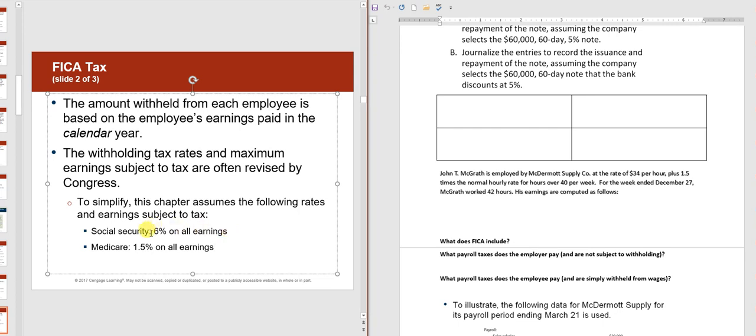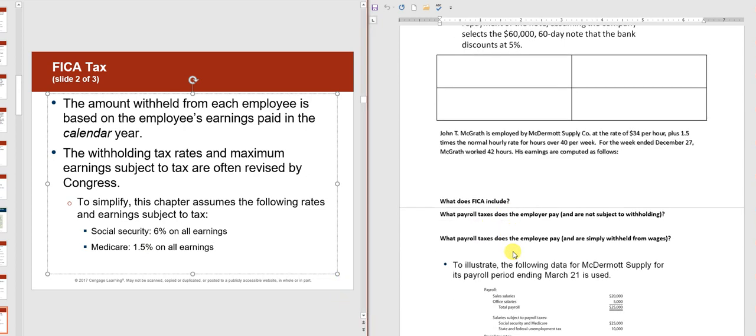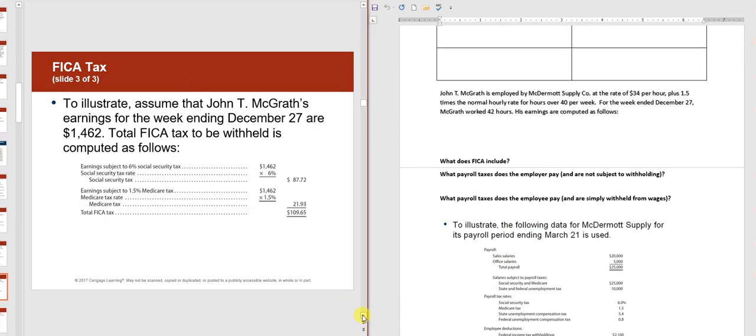But Social Security can quit, Medicare never will quit, but they're going to simplify it and say all earnings. So honestly, you could just do 7.5% and call it FICA instead of both of them together. So just to compute it, you take 6% of the wages and 1.5% of the wages. So the FICA tax is $109.65.